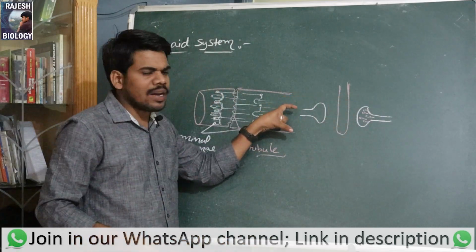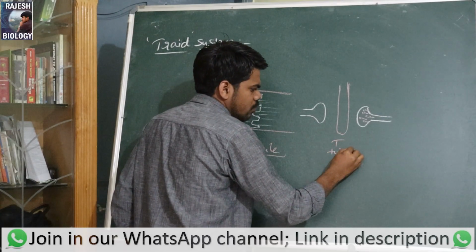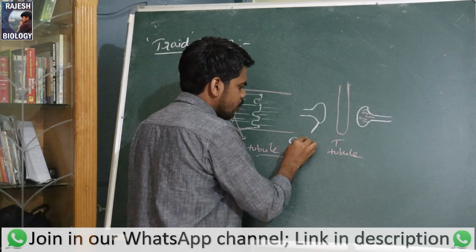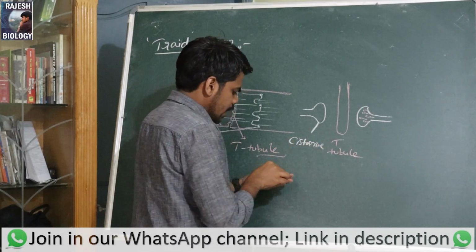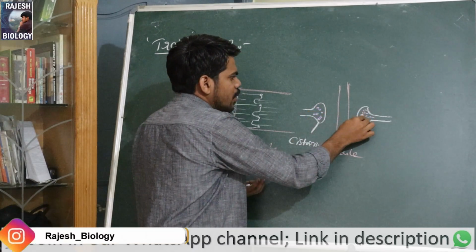This is the triad system. It is a T-tubule, and these two are cisternae. In them, there are calcium ions. These all are calcium ions, for example.